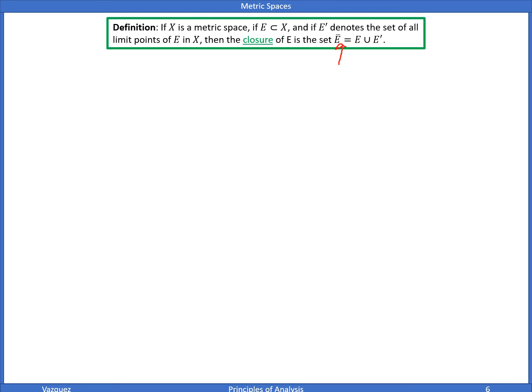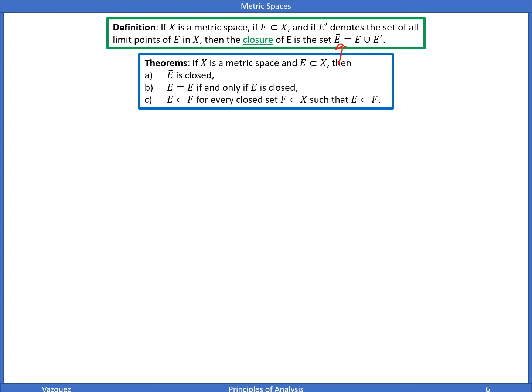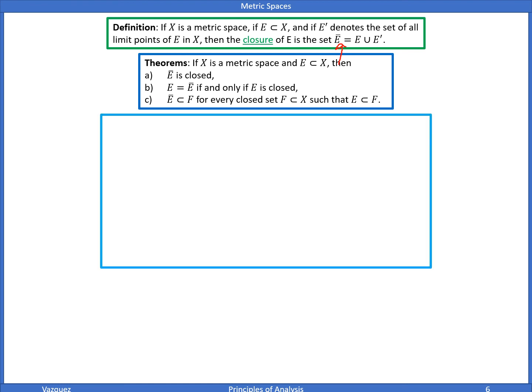So here we have some little theorems. If X is a metric space and E is a subset of X, then the closure of E is closed. Also, the set E is equal to its closure if and only if E is closed. And the closure of E is contained in F for every closed set F in X such that E is also in F. Fairly straightforward proofs.